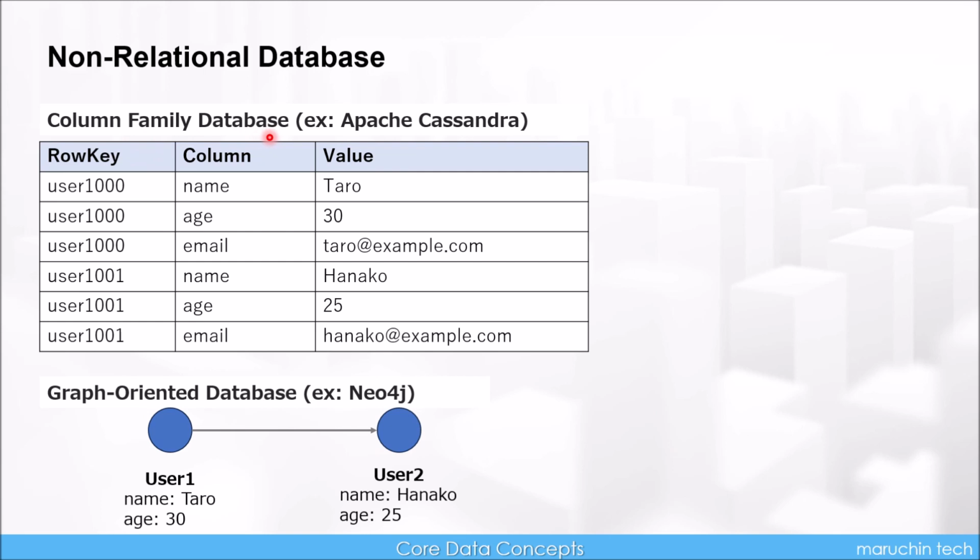And column family databases are an extended form of key-value databases that can contain multiple columns in the value portion. They can increase processing efficiency by dividing the columns into groups called column families. And graph-oriented databases are composed of nodes and links that define the relationships. For example, they are used to visualize social media relationships and network relationships.